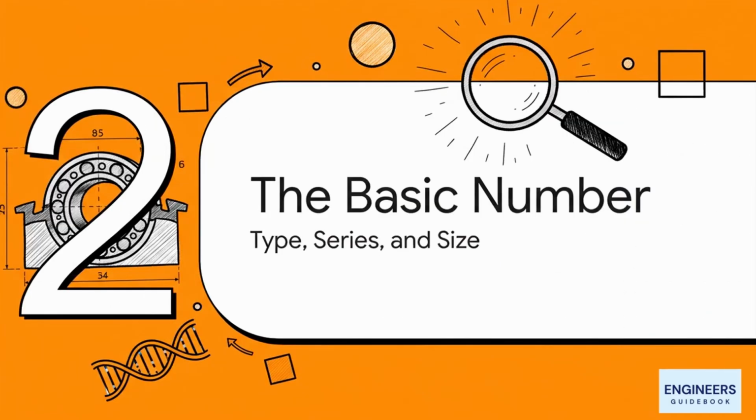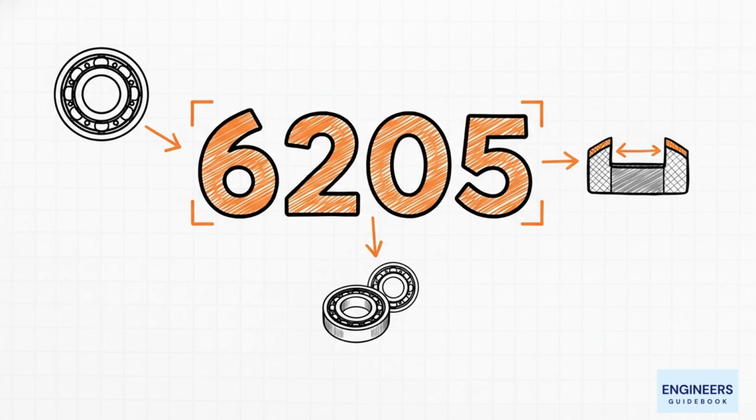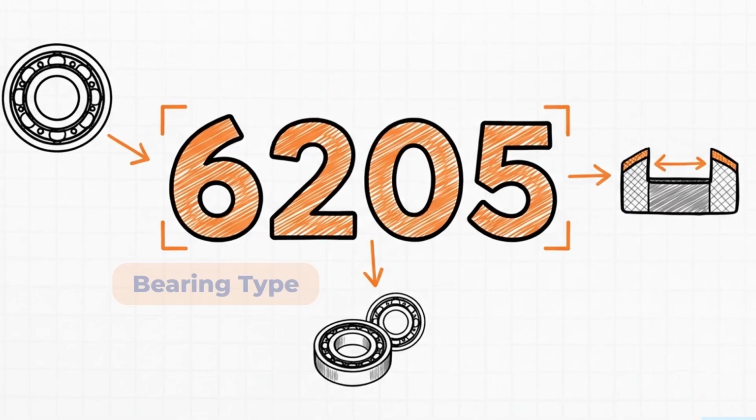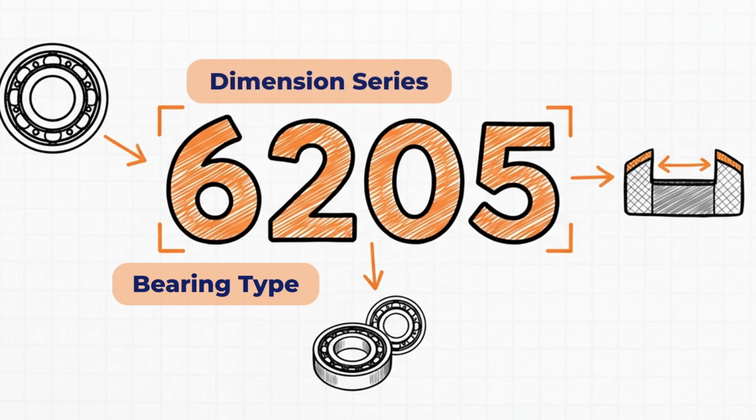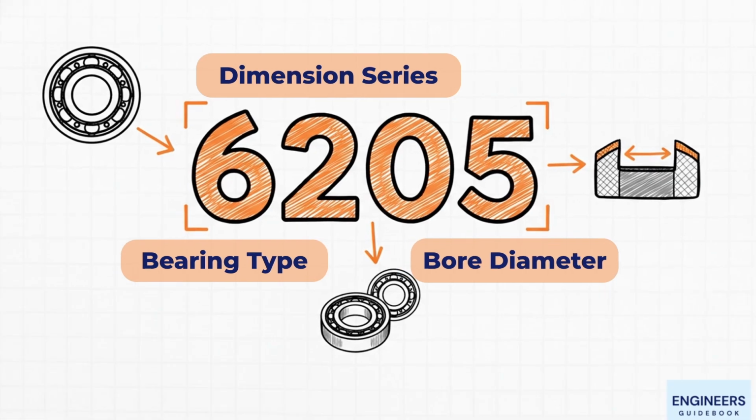So let's zoom in on that middle part, the basic designation. Let's use a super common example, 6205. This isn't just four random numbers, not at all. Each part has a very specific job. The first digit, the 6, tells us the bearing type. The second digit, the 2, tells us the dimension series, which is basically how tough or heavy duty it is. And those last two digits, the 05, that is the code for the bore diameter.